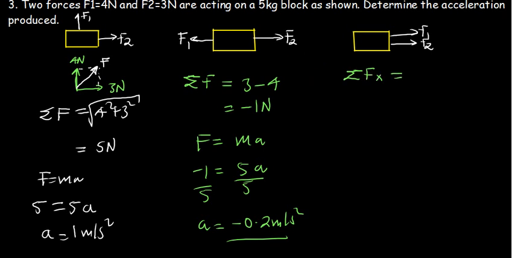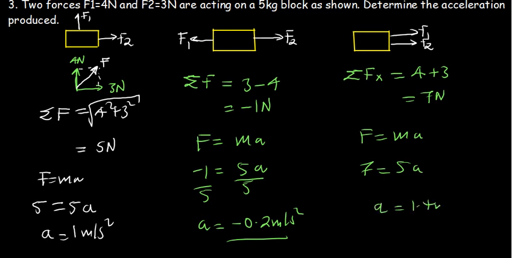Now the net force in the x direction for this one, you can see both forces are going in the same direction, so it will be 4 plus 3. They're going to add up, and that is going to give us 7 newtons. Then to find the acceleration, force is given by mass multiplied by the acceleration. The net force is 7, the mass is 5 multiplied by the acceleration. Divide both sides by 5. Acceleration is going to be about 1.4 meters per second squared. So that is it for this one.